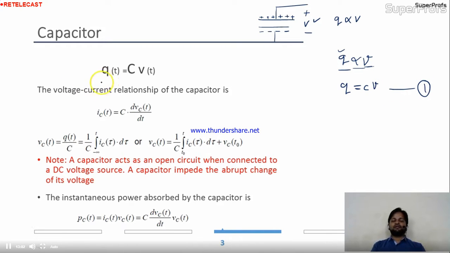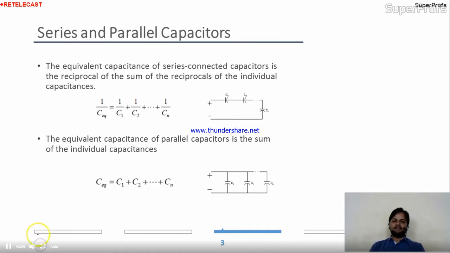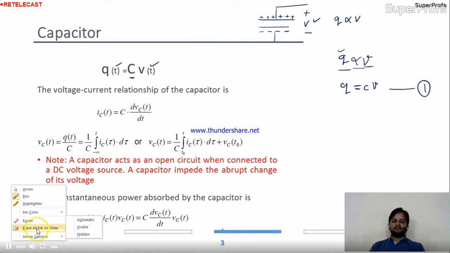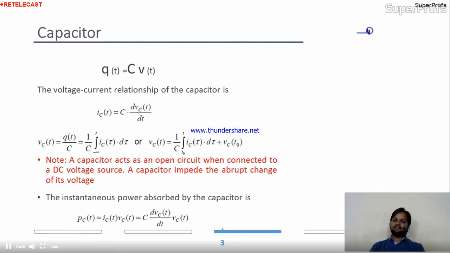So Q equal to CV, where Q is the time dependent quantity, voltage is also a time dependent quantity. Here C is nothing but the capacitance. So what is the voltage and current relationship of the capacitor? Now we'll see, by Ohm's law, the relation between resistor and resistive current is simply V equal to Ri. This is the current and voltage relation for a resistor.